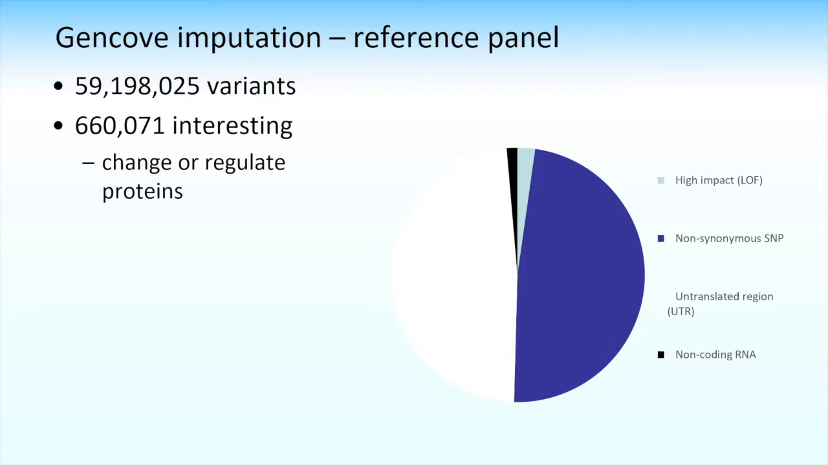that look a lot more interesting that might change the protein, or at least regulate how much of a protein is produced. A handful of those are what we call high impact, loss of function that could either silence a gene or cause a major change in the function of that gene. And then another 300,000 or so are non-synonymous and will change the amino acid sequence of a protein. Then about the same number in regulatory regions that might affect how much of a gene is produced. And then there's some variation in non-coding RNA that may also have a regulatory effect.